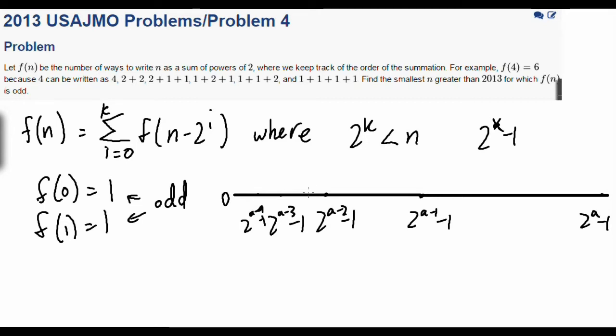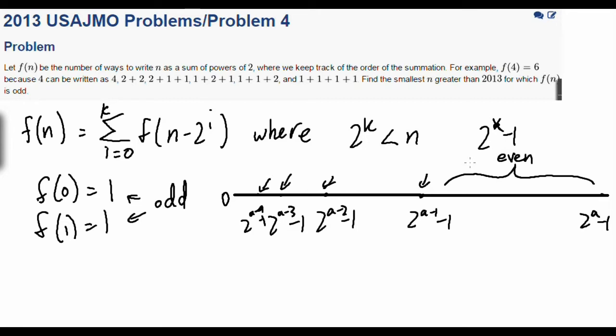So anything in between 2 to the a minus 4 minus 1 and 2 to the a minus 3, this area, there's no number for which fn is even. Only these numbers under this. If these are the only ones that are odd under 2 to the a minus 1 minus 1, then we want to prove that for numbers under 2 to the a minus 1, these numbers are the only ones that are odd. Those are the only ones, which means that this is what we want to prove. We want to prove this section is all even.